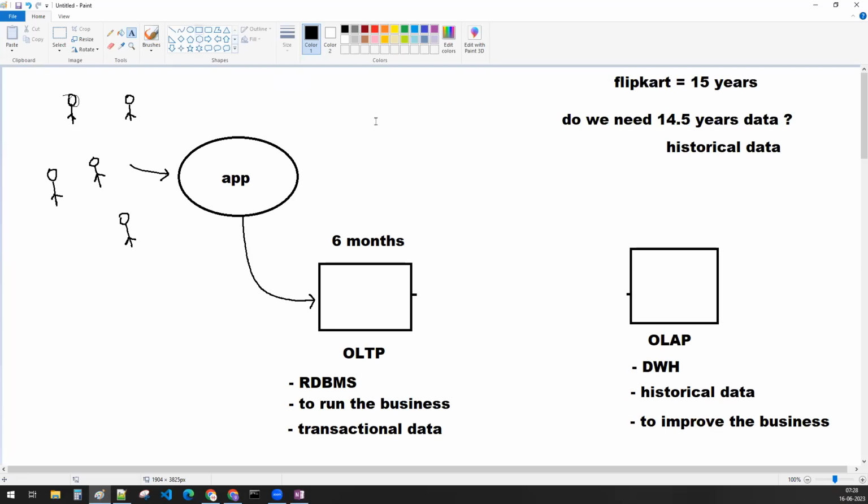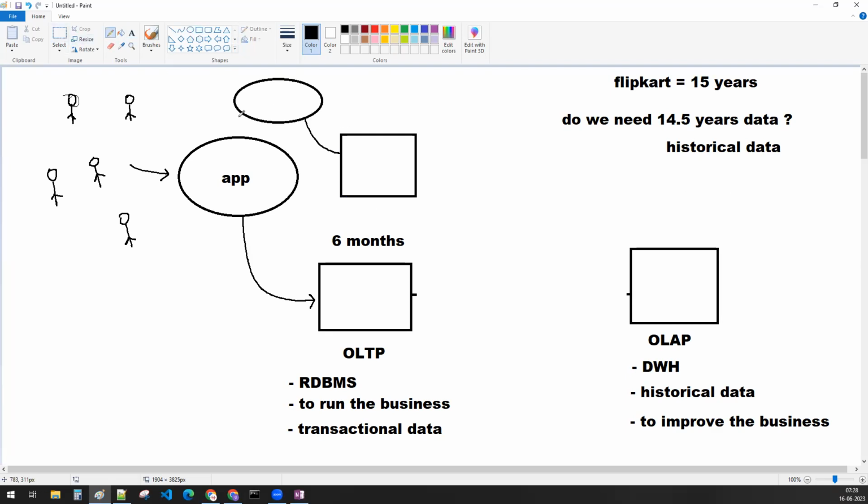But finally, the entire data has to come to the data warehouse only. Even though you have plenty of applications, the entire enterprise data will be stored in the data warehouse only. Okay, so you may have one more application and one more OLTP.